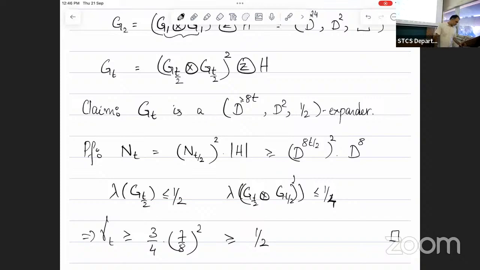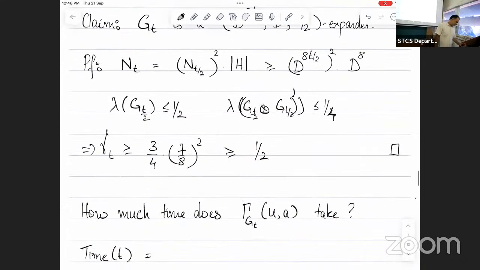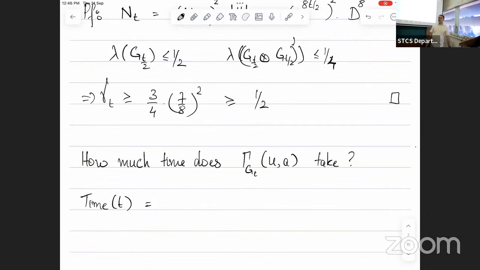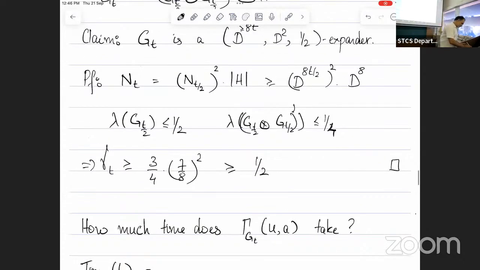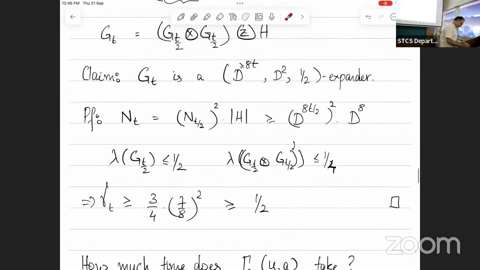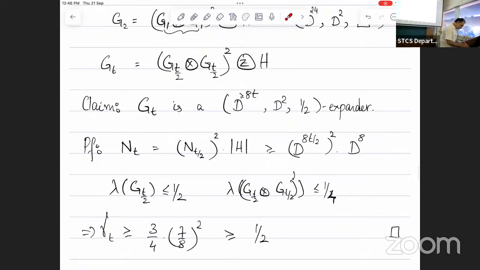So good. The next thing we want to get a sense of is how much time it will take to actually compute this. Same thing as earlier, but now in order to do one edge relation in the graph GT, what do I need to do? I need two edge relations in this tensor graph, plus some edge things. The edge things don't matter.